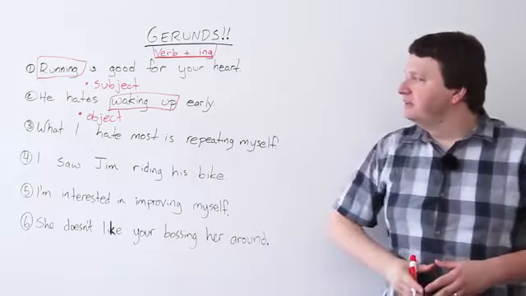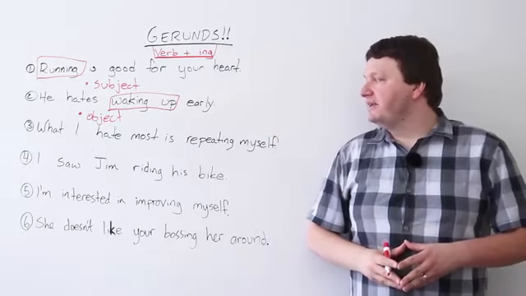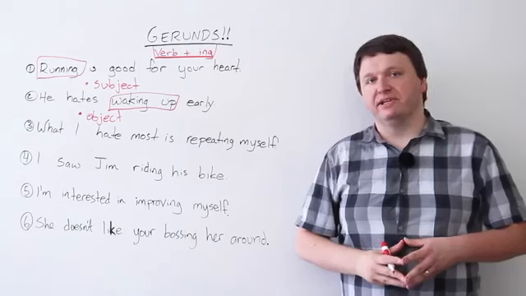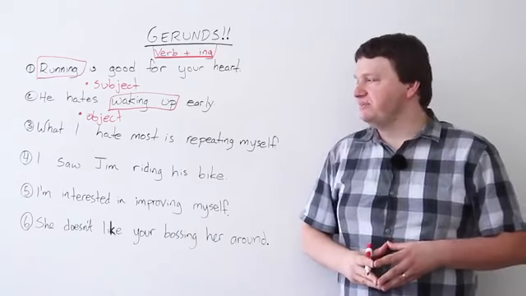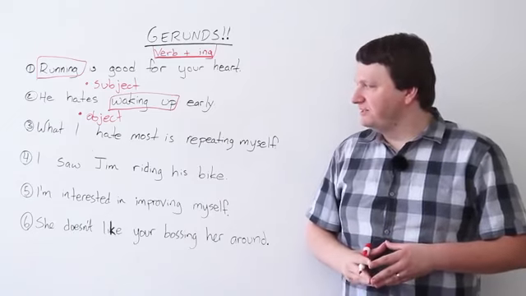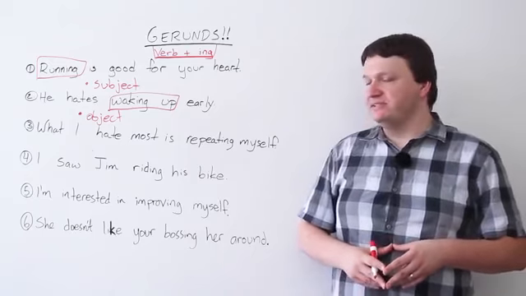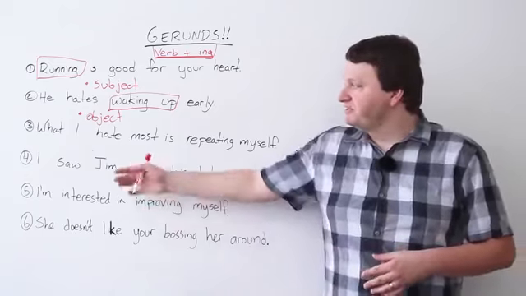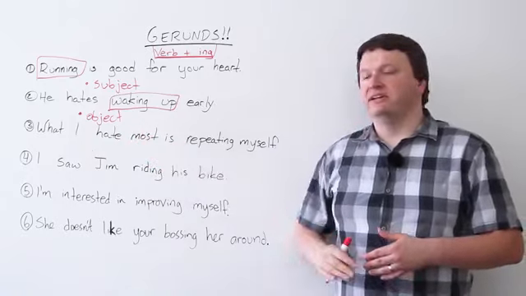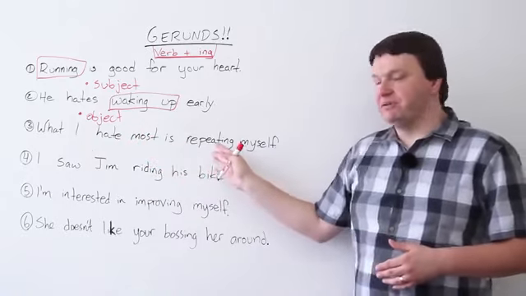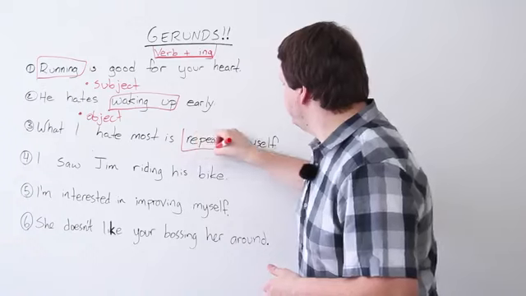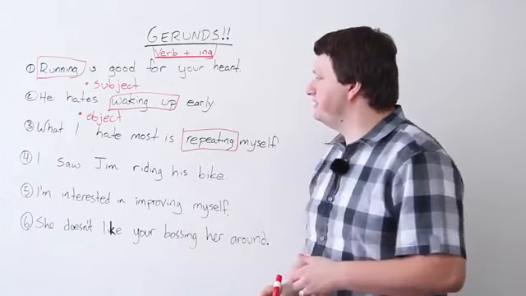Okay. Number 3, what I hate most is repeating myself. So what is the subject of this sentence? Is it what I? Is it what I hate? What I hate most? What I hate most is? Well, the complete subject is what I hate most, and is, and we have the gerund here, repeating myself. So saying the same thing again and again.